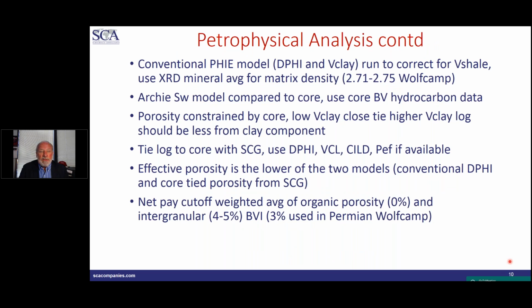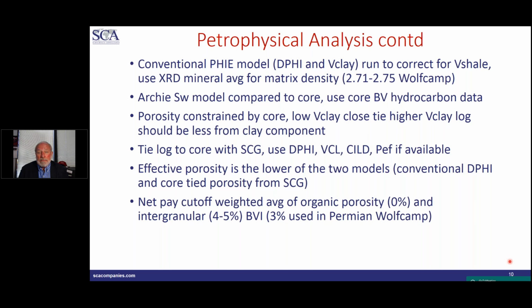For the analysis itself, typically we run a conventional effective porosity model with density and VCLAY, corrected for VCLAY. For your matrix density, we use the mineral density just for our first pass, but again, in the organics it's going to be overwritten by the equation that's tied to core. So we've got two different models running. Just run Archie, and use your BV hydrocarbon data to try and back that up. We'll talk about that coming up next.